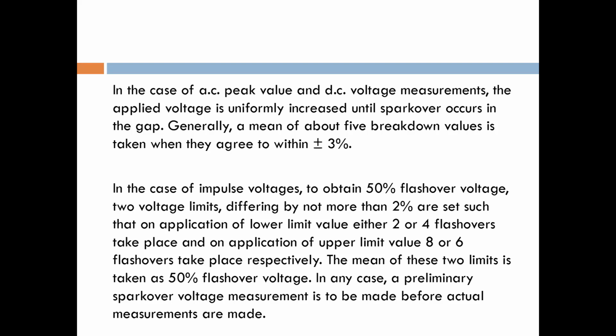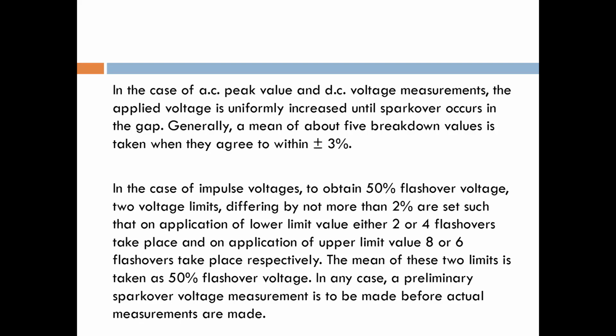Plus minus 3%. In case of impulse voltages, to obtain the 50% flashover voltage, two voltage limits differing by not more than 2% are set such that on application of the lower limit value, either 2 or 4 flashovers take place. Right? On application of the upper limit, 8 or 6 flashovers take place respectively. Lower limit 2 to 4 flashovers.